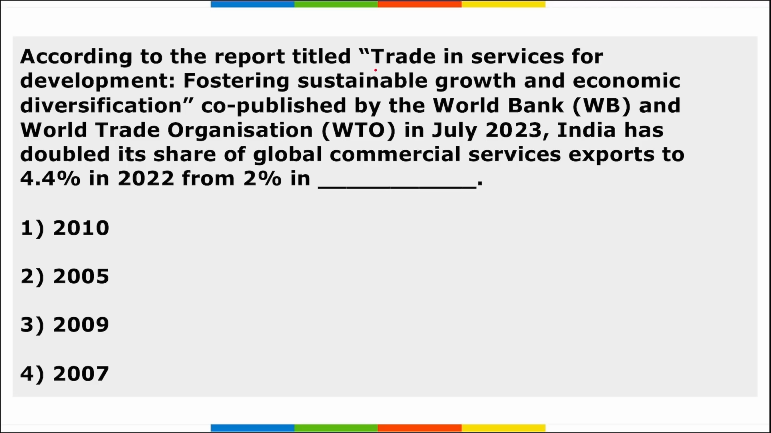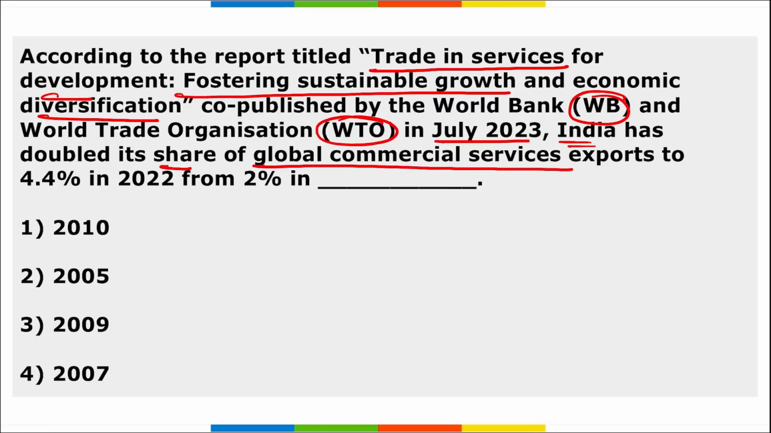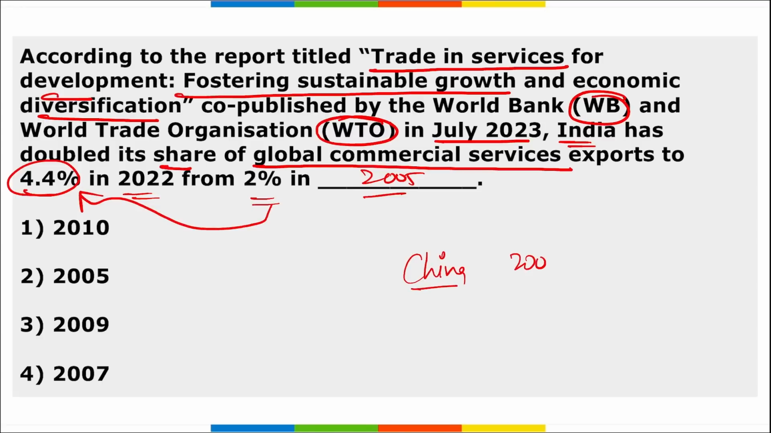Next, according to the report titled Trade in Services for Development: Fostering Sustainable Growth and Economic Diversification, co-published by the World Bank and World Trade Organization in July 2023, India has doubled its share of global commercial services export to 4.4% in 2022. That was 2% in the year 2005. If we talk about China, in 2005 the share of China was 3%, and now in 2022 the share of China is close to 5.4% of global commercial services, right?